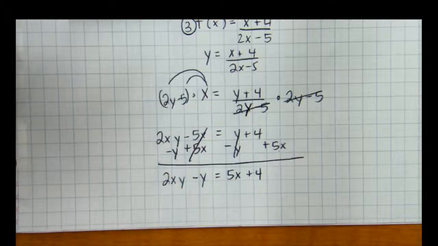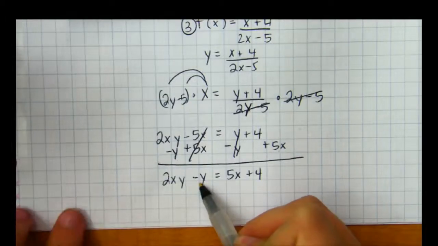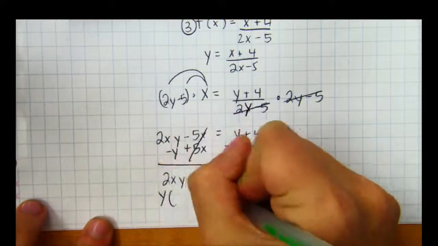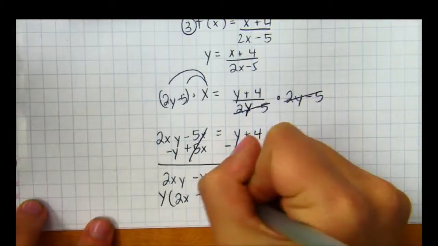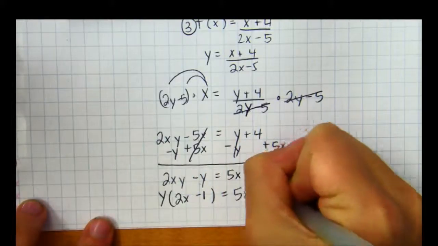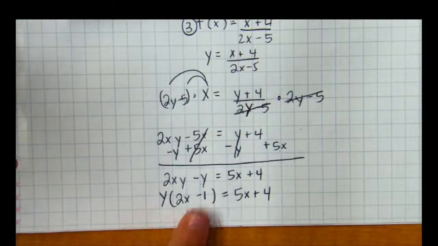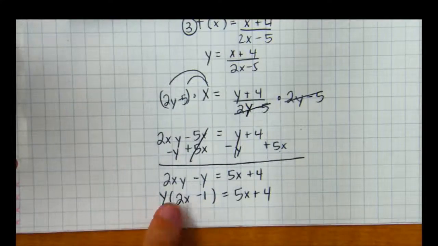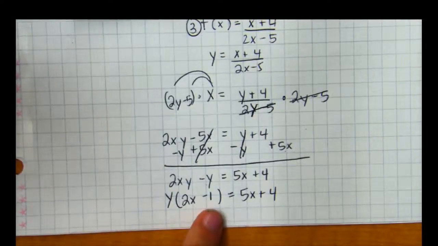One thing that you could try, you may have noticed that both of these terms have a y in them. So I could factor out that y so that I'm left with y times 2x minus 1 is equal to 5x plus 4. Well, now I've got just one y over here, not another term with a y in it. So how am I going to get this y away from 2x minus 1? What do I need to do?